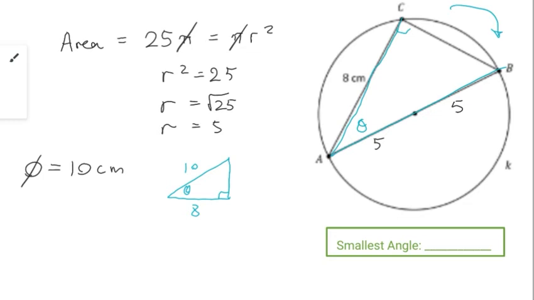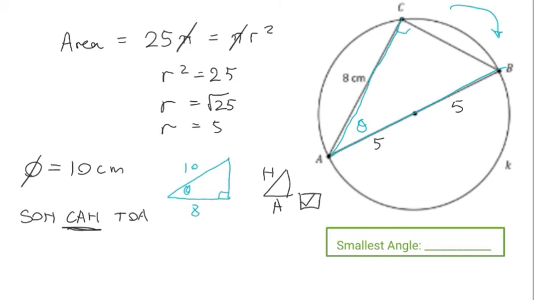So if we have the adjacent and we have the hypotenuse, remember from our trigonometry, we can say SOHCAHTOA, or whichever system you use. So let's go with SOHCAHTOA. So sine is opposite over hypotenuse, cosine is adjacent over hypotenuse, and that's the two we have then. So we got it, and now we need to find our angle.